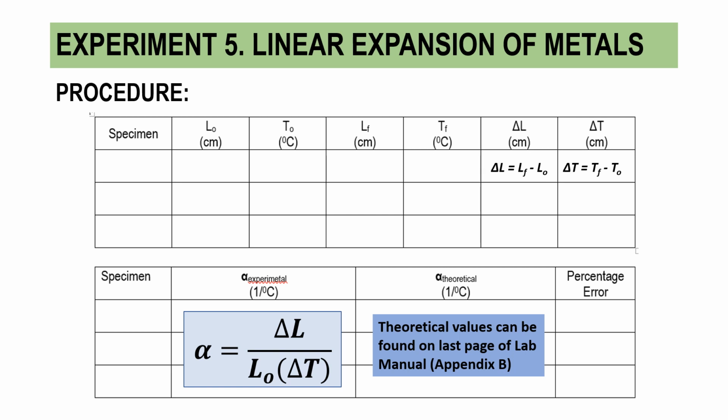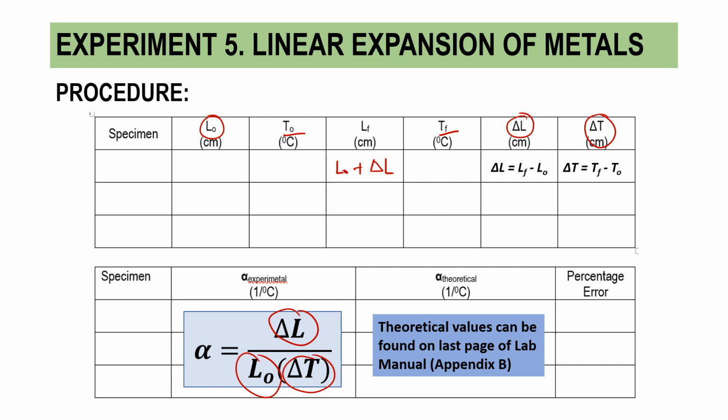We can compute delta L using this equation, LF minus L naught, or in this formula, we can compute the final length. So final length is simply L naught plus delta L. And for the change in temperature, final temperature minus the initial temperature. And to compute the experimental value of the coefficient of linear expansion, alpha is equal to delta L over L naught multiplied by delta T. The delta L is here on this column. L naught is computed on the second column, while delta T is on this column.